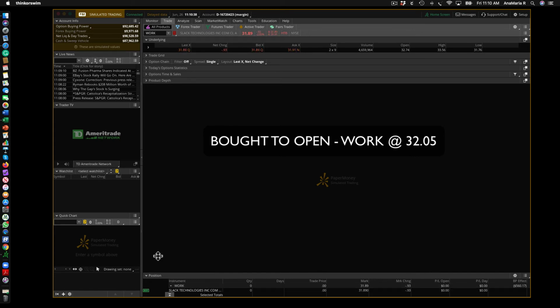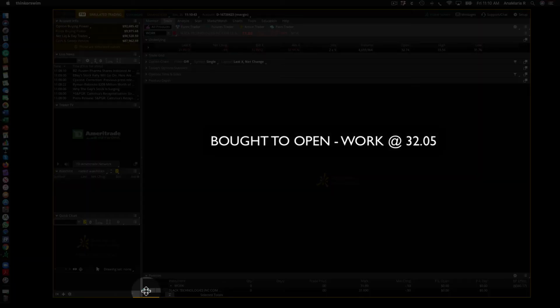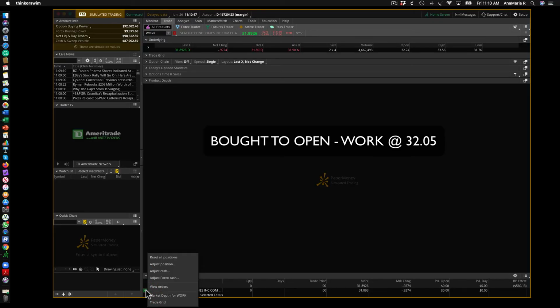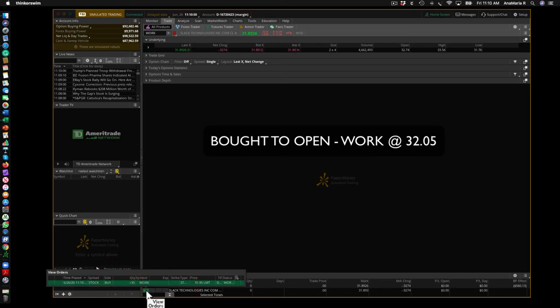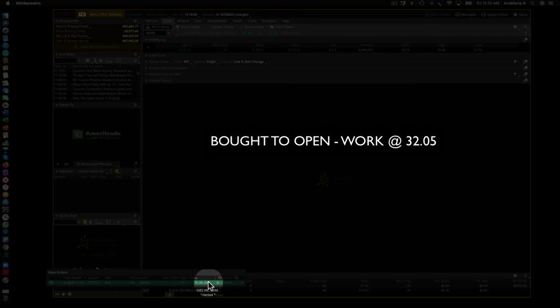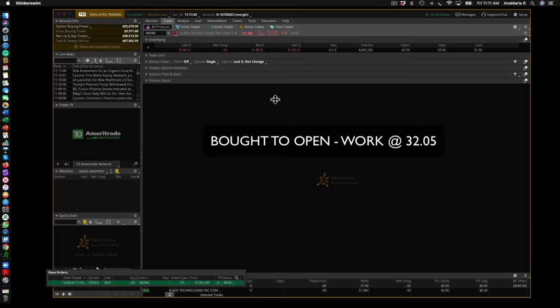So I have the option to go and modify the order. How I do that is I click in buy, and then the order opens. And when the order opens, I'm buying at 31.95 limit. Right now, I should be able to get in, but since this is paper trading, it usually takes a little bit of time.